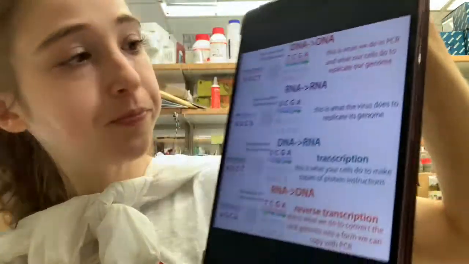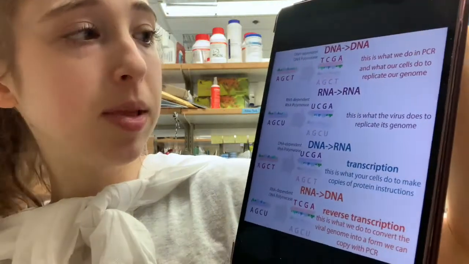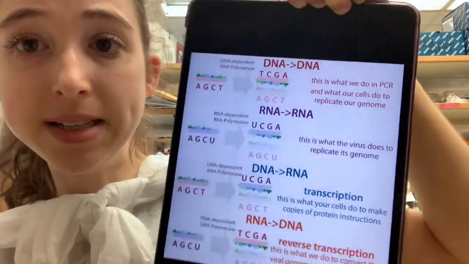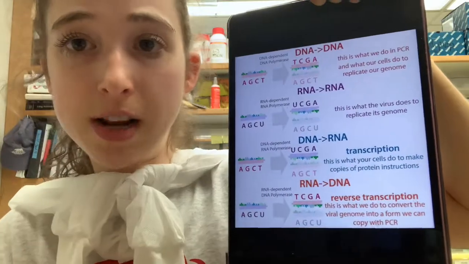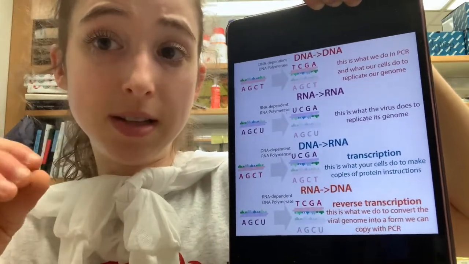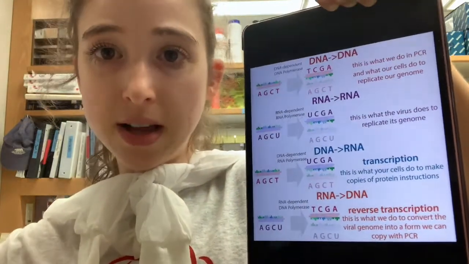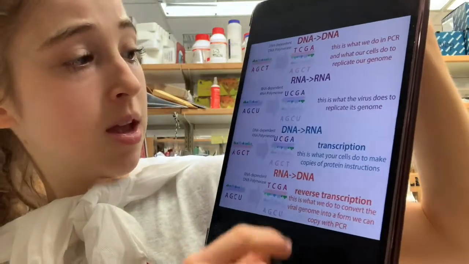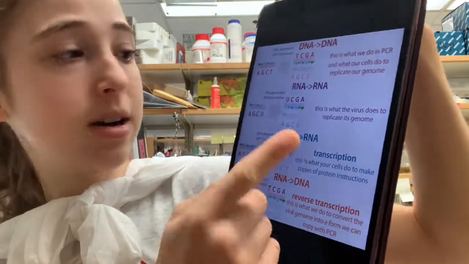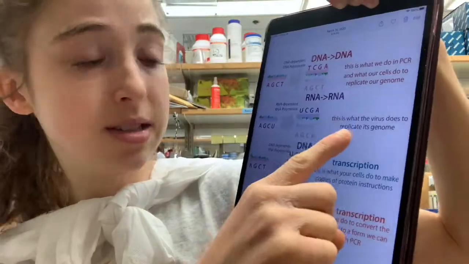If we want to go from DNA to DNA, you use a DNA-dependent DNA polymerase. That's what we're doing in the PCR, and it's what our cells do to replicate our genome, our genetic blueprint. Each time a cell wants to make another cell, it has to copy all of its DNA, and so it uses the DNA polymerase. For RNA to RNA, you use an RNA-dependent RNA polymerase, and this is what the virus does to replicate its genome.